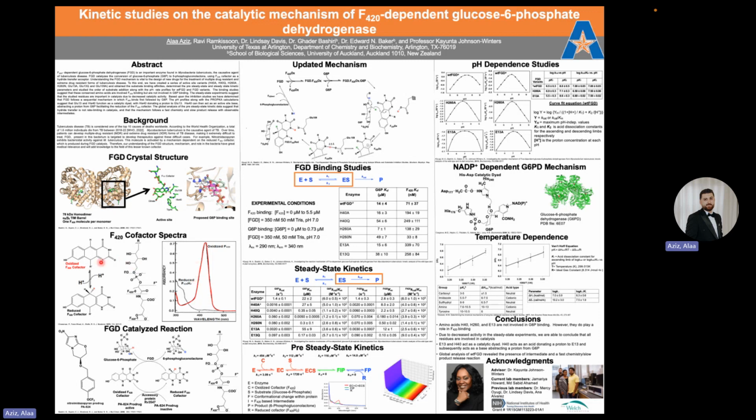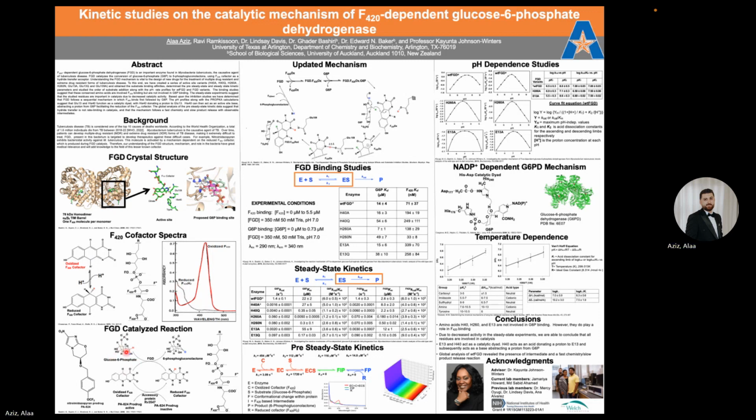The F420 cofactor is spectrophotometrically distinct. The oxidized form shows high absorbance at 420 nanometers. Upon reduction, it loses this high absorbance and gains a shoulder at 320 nanometers. This is what allows us to do the type of chemistry we do in our lab, where we look at the rate of reduction of the F420 cofactor.